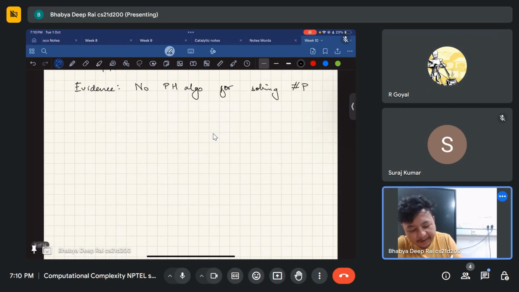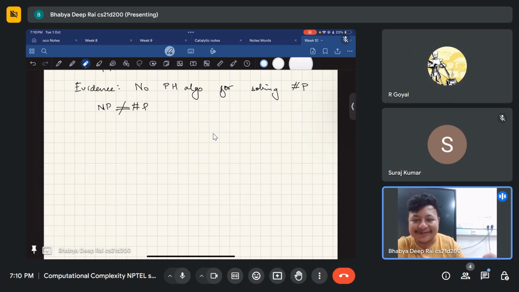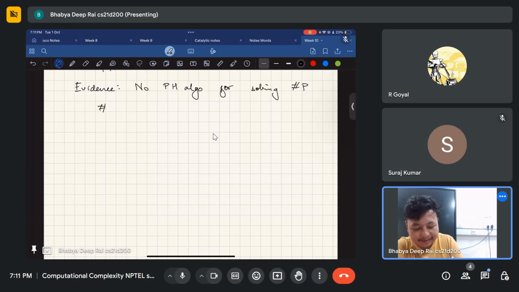Okay, sure. I cannot relate NP with sharp P directly, because one is a decision class and the other is a counting class. I can only say philosophically that one tells the existence of a certificate and the other counts the number of certificates. But I can always say that if sharp P can be solved efficiently, then NP can be solved efficiently.